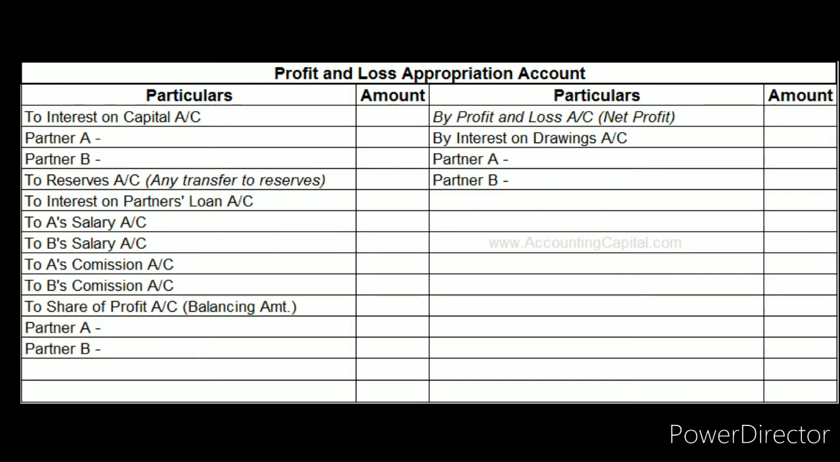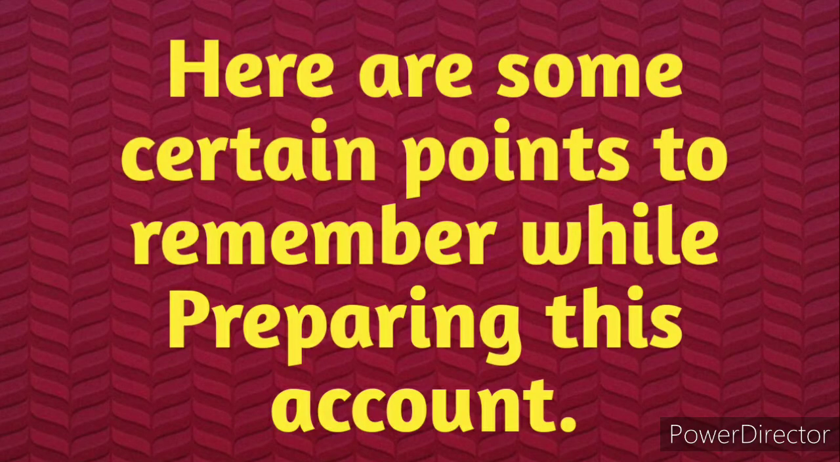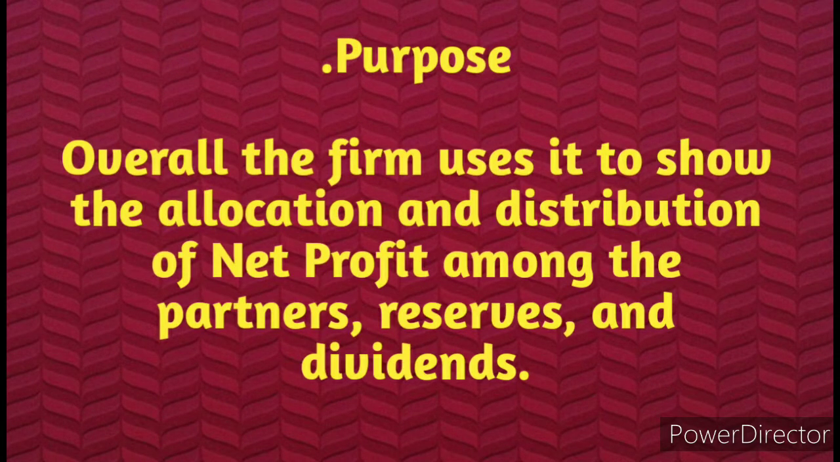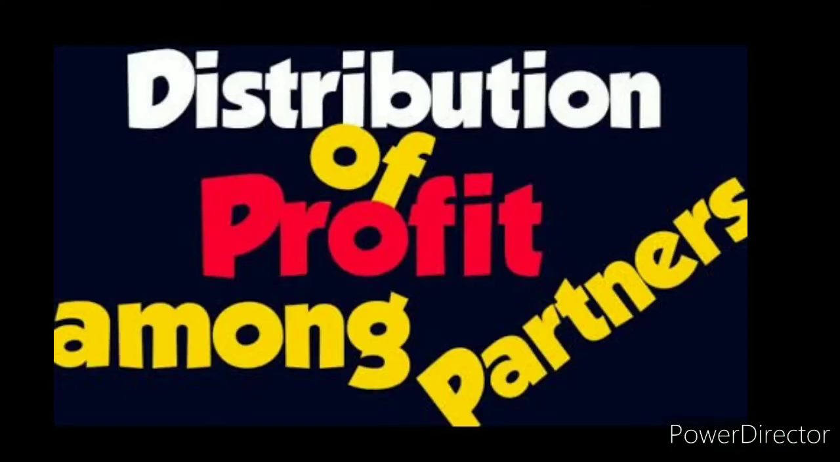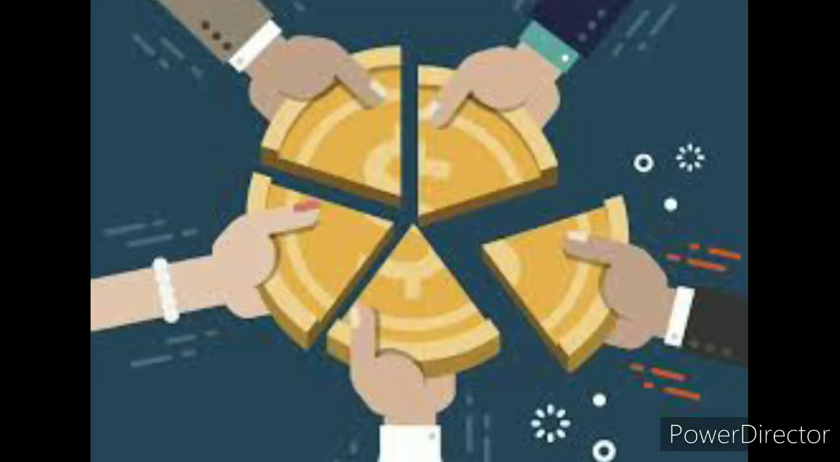So this was the format of profit and loss appropriation account. Here are some points to remember while preparing profit and loss appropriation account. First is purpose. Purpose means what is our objective of making this account, and why do we need to make it. So the purpose is to allow the adjustments to be made to the profit so that the final income can be divided among the partners as per the agreed terms and conditions. Overall, the firm uses it to show the allocation and distribution of net profit among the partners.